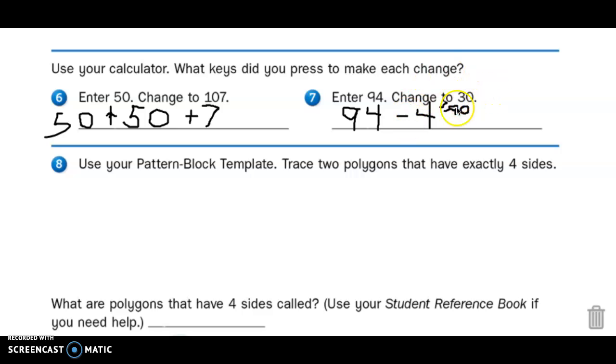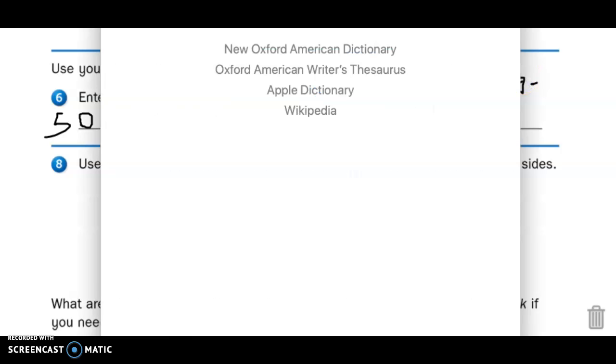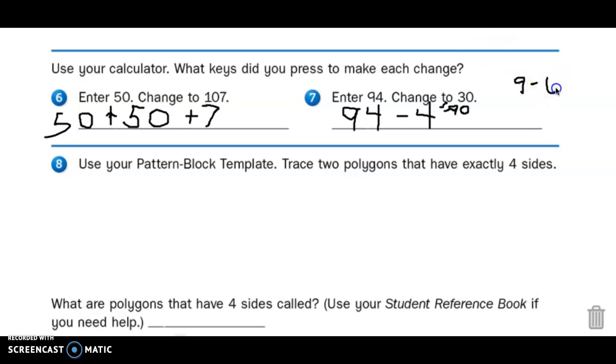All right, how do I get from 90 to 30? Well, what do I need to take away from a 9 to get to 3? I would need to take away 6, right? 9 minus 6 equals 3. So if I have 90 and I want to get to 30, I would have to subtract 60. And then if you push enter on your calculator, you should end up with 30. Amazing. Okay, here is our last part.